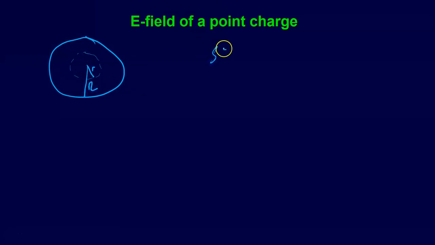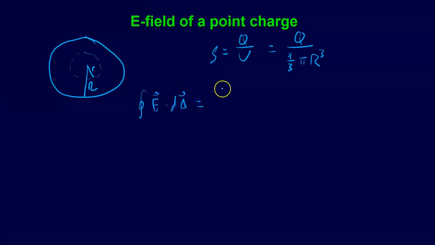What we're going to use is this idea that rho is equal to charge divided by the volume. For a sphere, we recall that the volume is 4/3 pi r cubed. So this is our charge density, and this is the first one we used for a volume, I think. So it's Q divided by 4/3 pi r cubed.